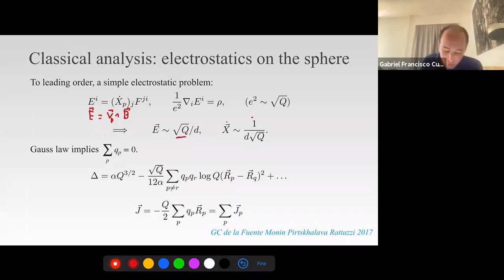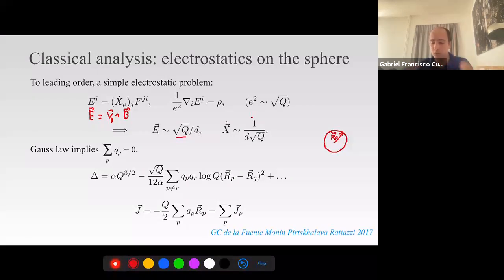And you can compute in closed form the energy and angular momentum for the vortices. And that's what we will use to find the lowest energy configuration. So the energy looks like this. Here R_P is like, you imagine embedding your sphere in three-dimensional space, and R_P is really the R^3 coordinate in the free embedding of S^2.